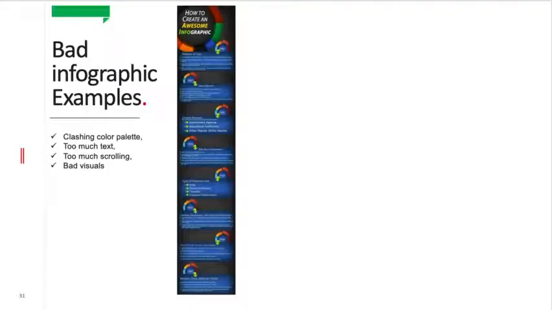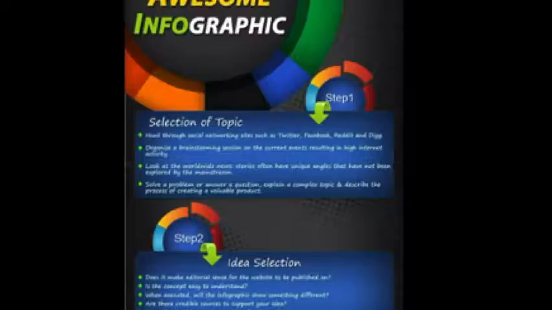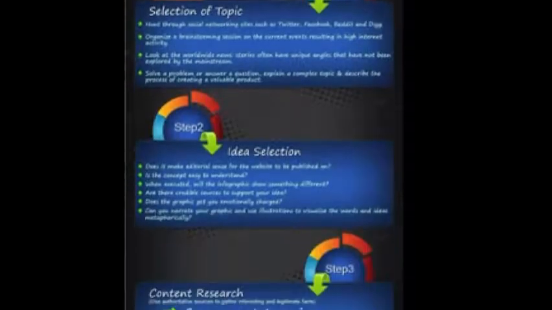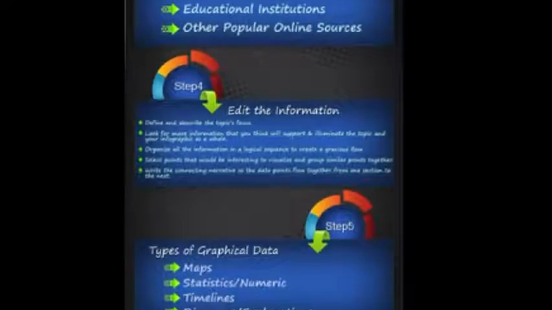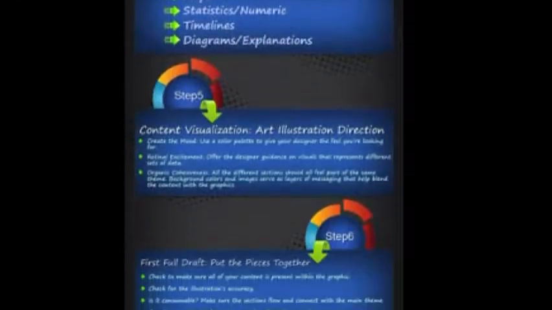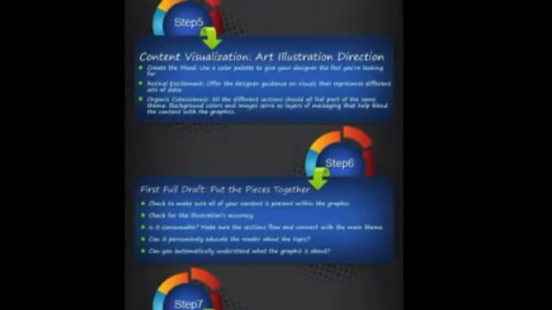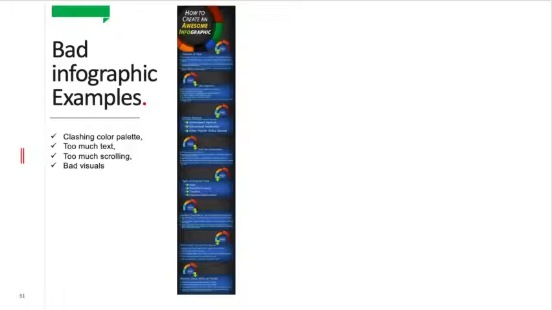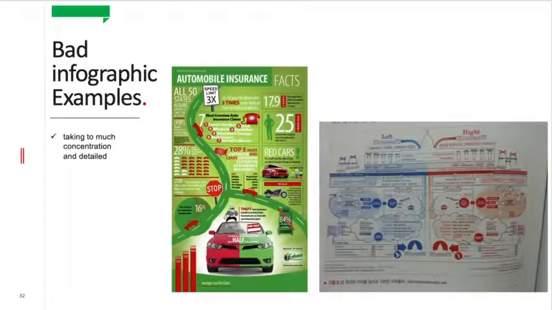Now, let's look at some bad examples of infographic. Clashing color palette, too much text, too much scrolling, and bad visuals. They take too much concentration and detailed attention to understand what they are trying to tell us.